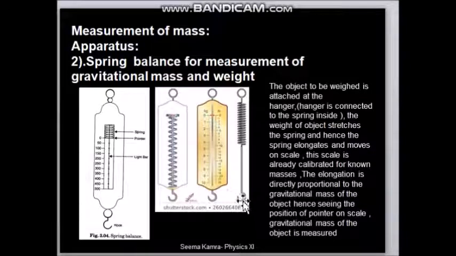So what happens, as we attach the object, the spring elongates, and due to that there is one pointer which runs on the scale. Already by using some known masses, we have seen the different elongations and pointer positions, and we have written the mass values on this scale. So firstly, using known masses, this scale is calibrated, and after that for an unknown object we see the pointer position and we measure the mass. So this is the working of the spring balance.